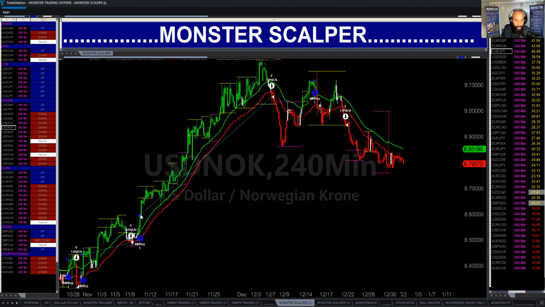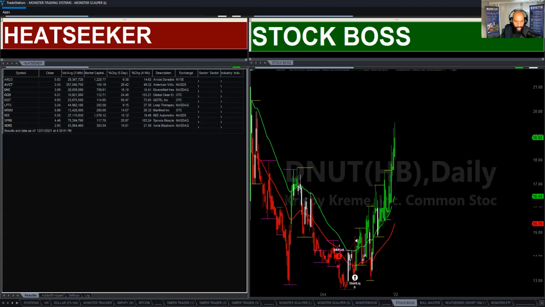Same like here, markup phase, reaccumulation, sell signal, distribution, markdown phase. If the price breaks through this support here, that's redistribution. All we've done is automate that whole process for you guys. Any questions on this?